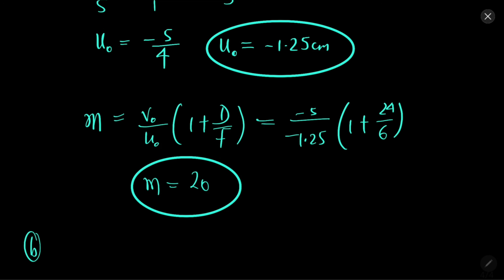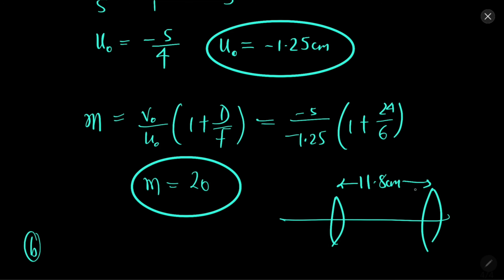Now the B part. Now the situation is a bit different. Here the distances are different. The separation becomes 11.8 centimeter, and the image is obtained 4.8 centimeter away from the eyepiece lens. So the image distance from the objective lens will be 7 centimeter. This is the image for the objective, and this is the object for the eyepiece lens.